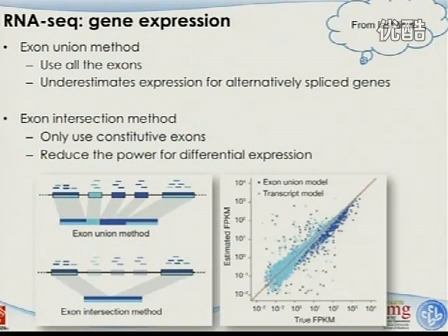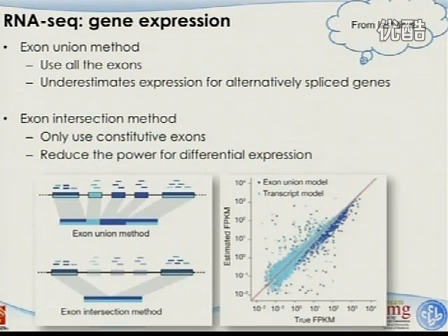In one isoform, you can see this exon, the dark blue one, is missing. In another isoform, this one is there, and these two are missing. So there's alternative splicing. The question is which reads you really need to use when you're trying to calculate the gene expression levels. The general approaches are exon union or exon intersection methods. For the exon union methods, we are using all the exons, the reads that fall into all the exons.